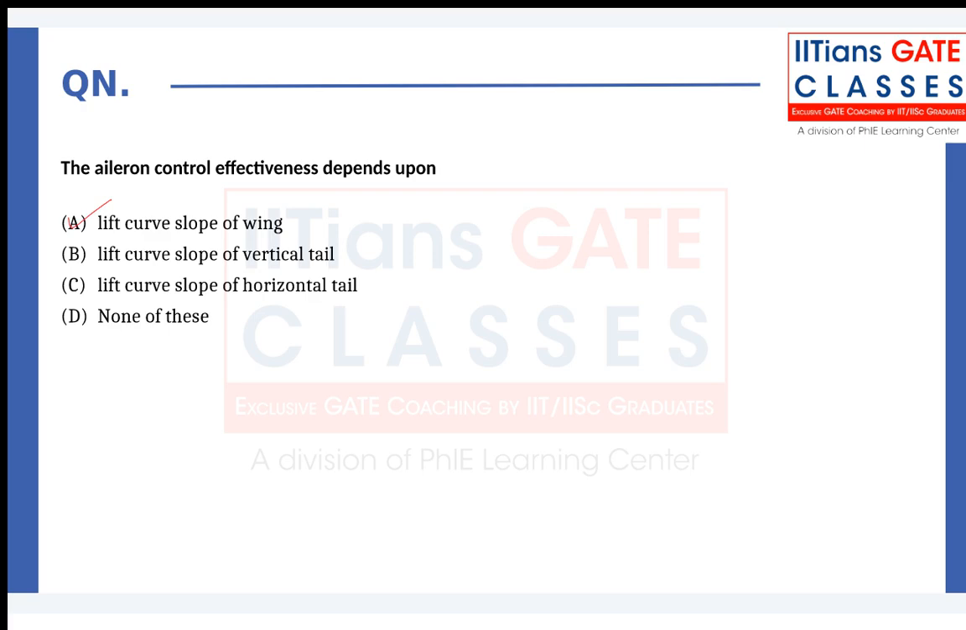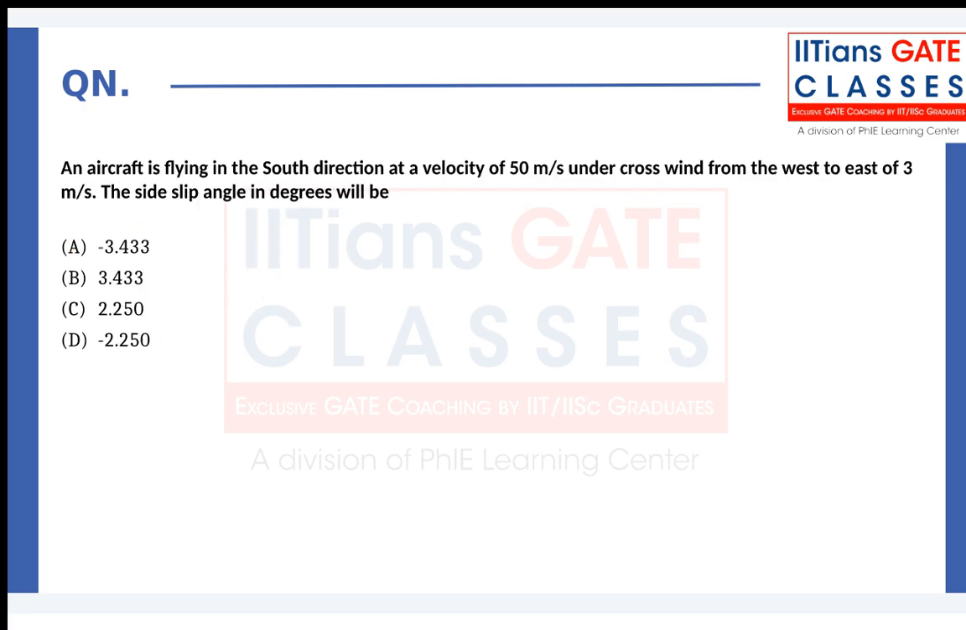An aircraft is flying in the south direction at a velocity of 50 meters per second under crosswind from the west to east of 3 meters per second. So crosswind is 3 meters per second from west to east. The sideslip angle in degrees will be? So you note that the aircraft is flying in the south direction. That is the trick here. Till now we had defined positive beta depending on the aircraft flying in the north direction. So it will be the reverse for the south direction.